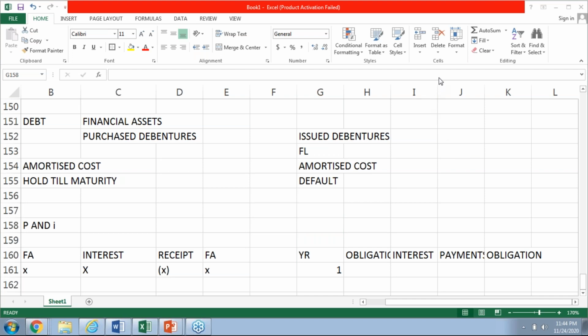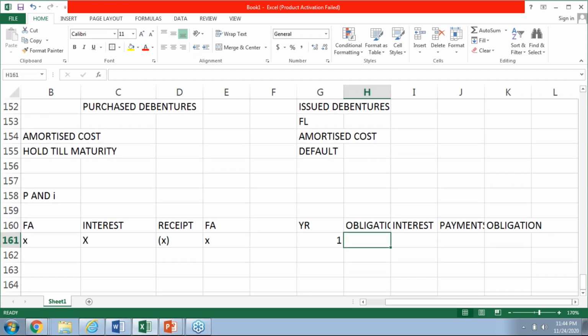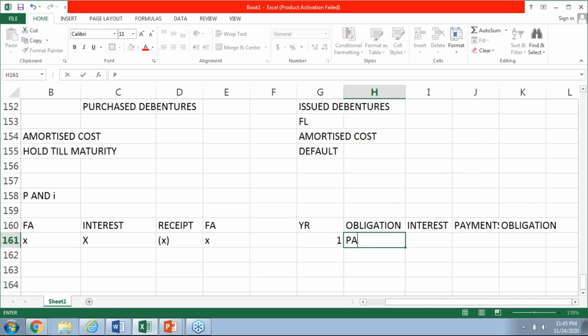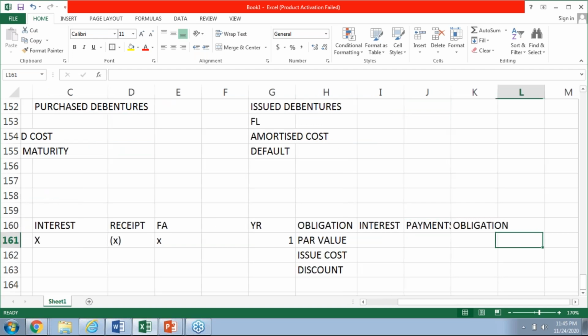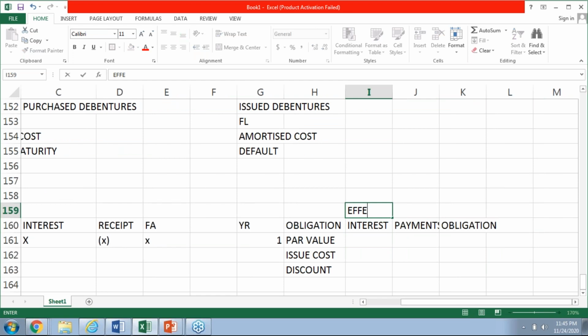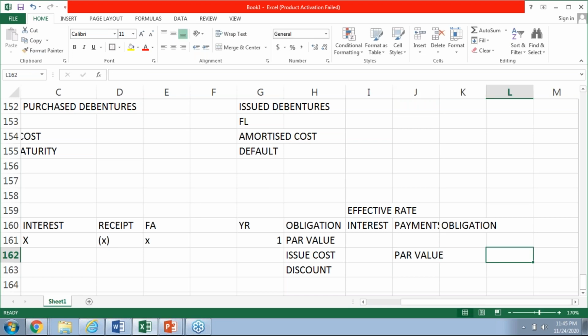Yeah, it's very much similar to the lease. Now, how can we measure the obligation at start when we are measuring the financial liability initially? The obligation at start will be measured at the par value less issue cost and discount. These two should be deducted from here. Then interest will be charged and payment will be made. Interest will always be recognized at the effective rate. Payment will always be made at par value. And then we get the value of obligation return.